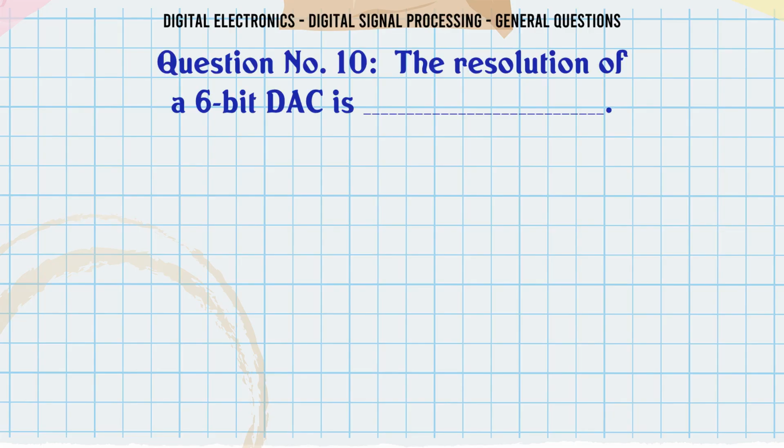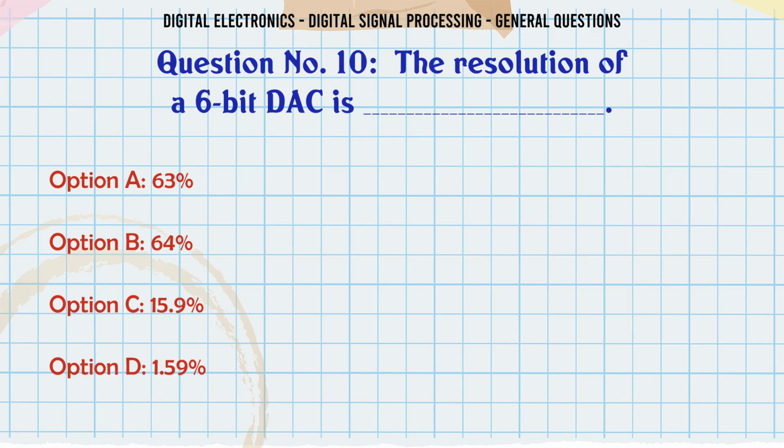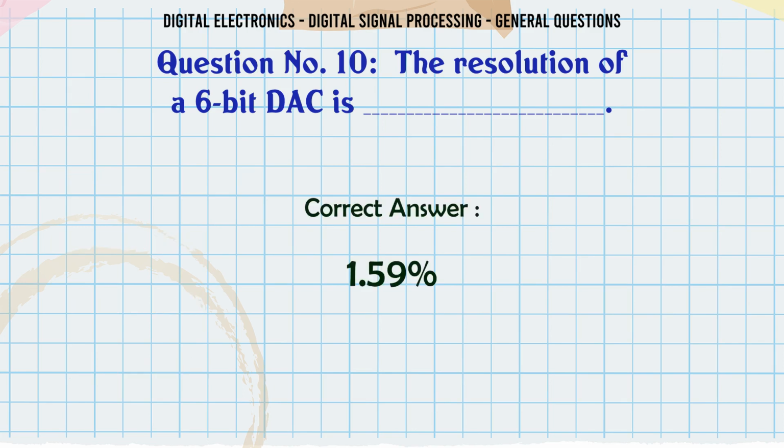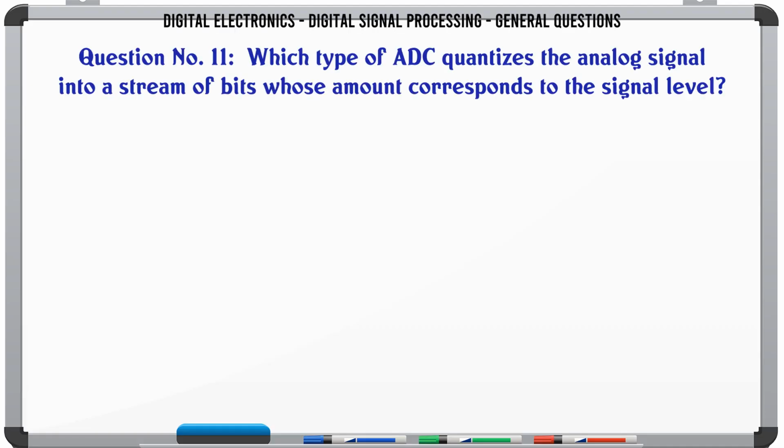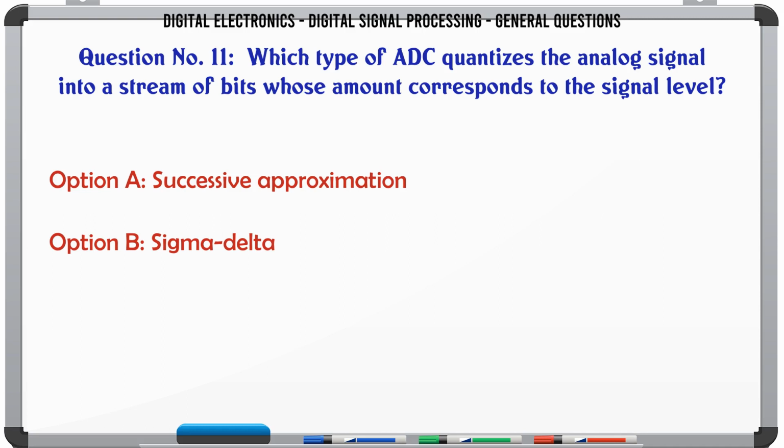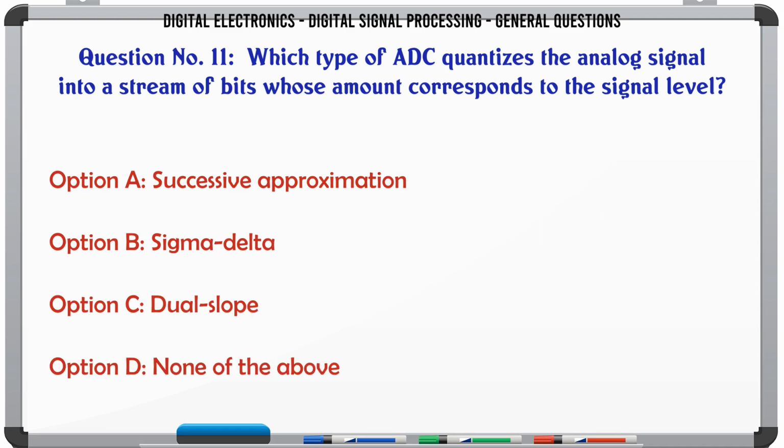The resolution of a 6-bit DAC is A. 63, B. 64, C. 15.9, D. 1.59. The correct answer is 1.59.